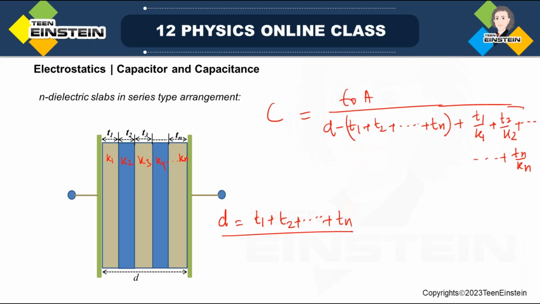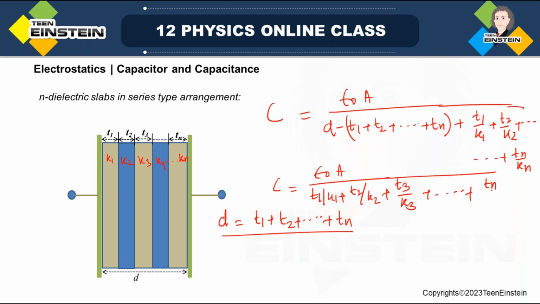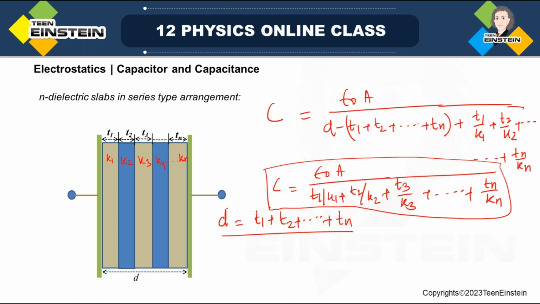So this becomes equal. Therefore, this equation will be epsilon 0 A divided by (T1 by K1 plus T2 by K2 plus T3 by K3, and this goes up to Tn by Kn). So this will be the formula when the whole space is occupied or filled by n number of such dielectric slabs.